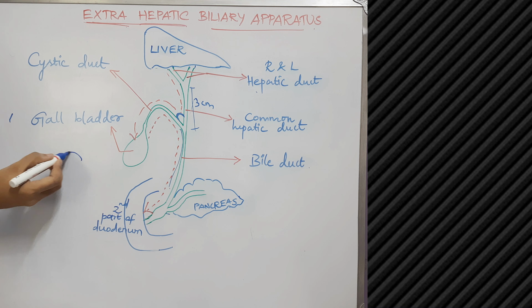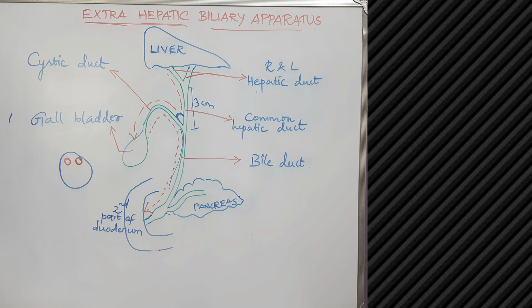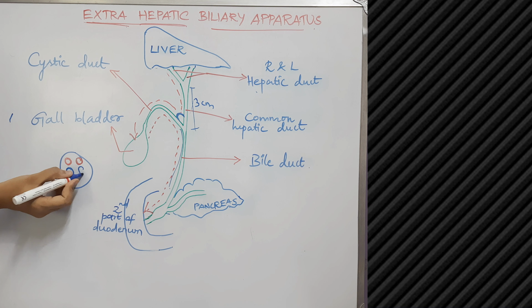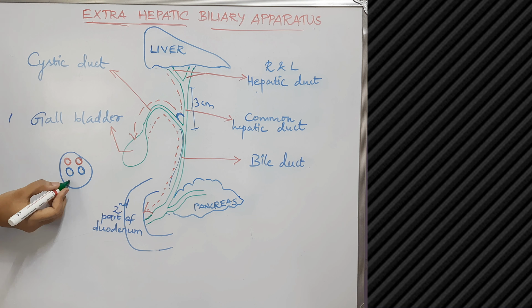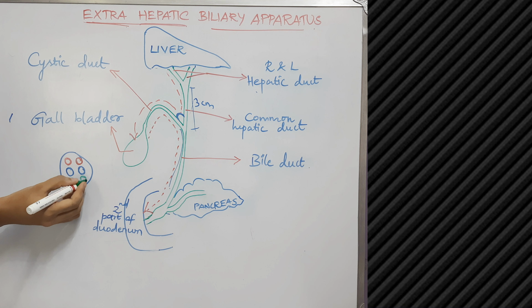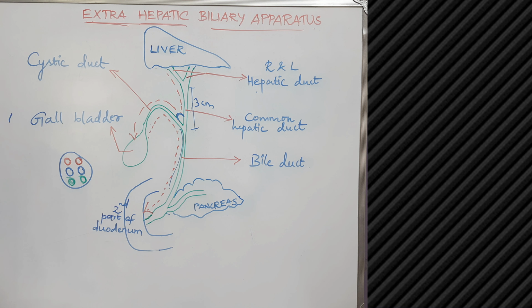Consider this as the porta hepatis, which is present in the inferior surface of the liver. The arrangement of structure from behind forward is the branches of hepatic artery, portal vein, then right and left hepatic duct. It is the branches of hepatic artery, so I am marking as A. It is the branch of portal vein, so I am marking as B. And it is right and left hepatic duct, that is marked as D.